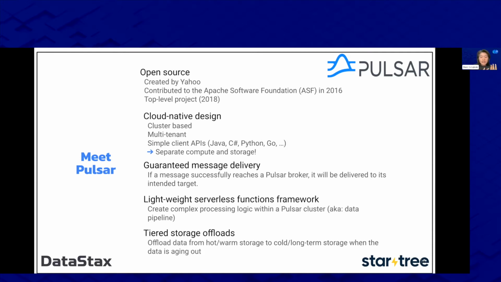Pulsar also has a lightweight serverless function framework. If data flowing through the pipeline needs to be transformed, you don't need to write your own thing. It's already there; you can leverage Pulsar Functions. It's very lightweight and takes on the concept of AWS Lambda and Google Cloud Functions. It also has a tiered storage offload approach. If messages are outdated, Pulsar will move the messages over to cold storage, relieving space in the hot, warm area for more urgent data to be processed.